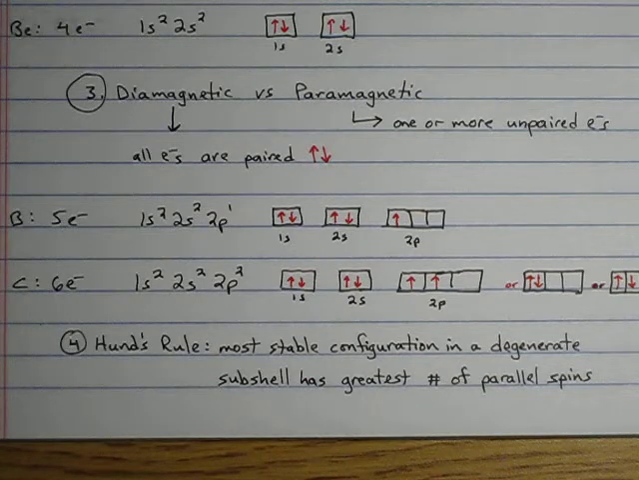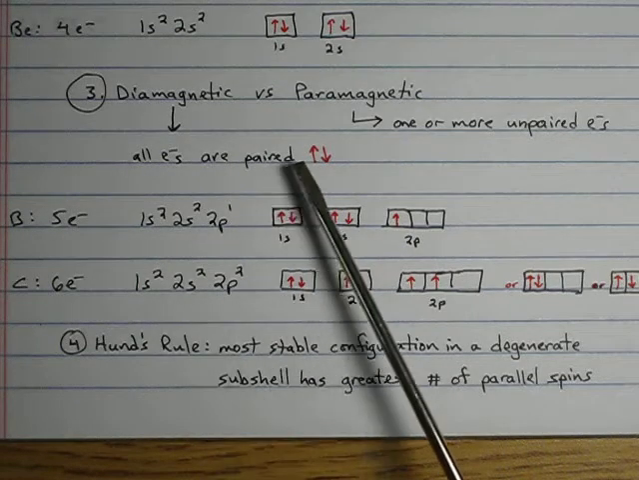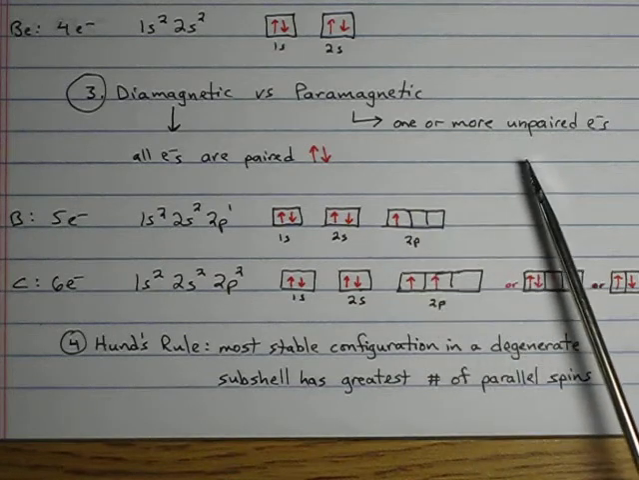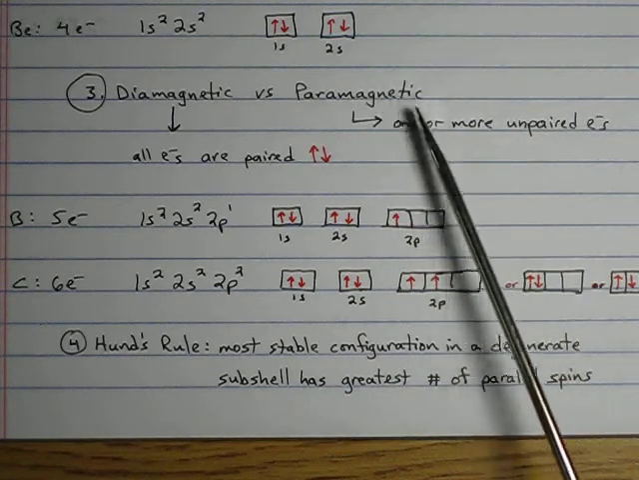So question, is boron atom diamagnetic or paramagnetic? Well, are all the electrons paired? No, we've got 1 unpaired electron, so boron is paramagnetic.